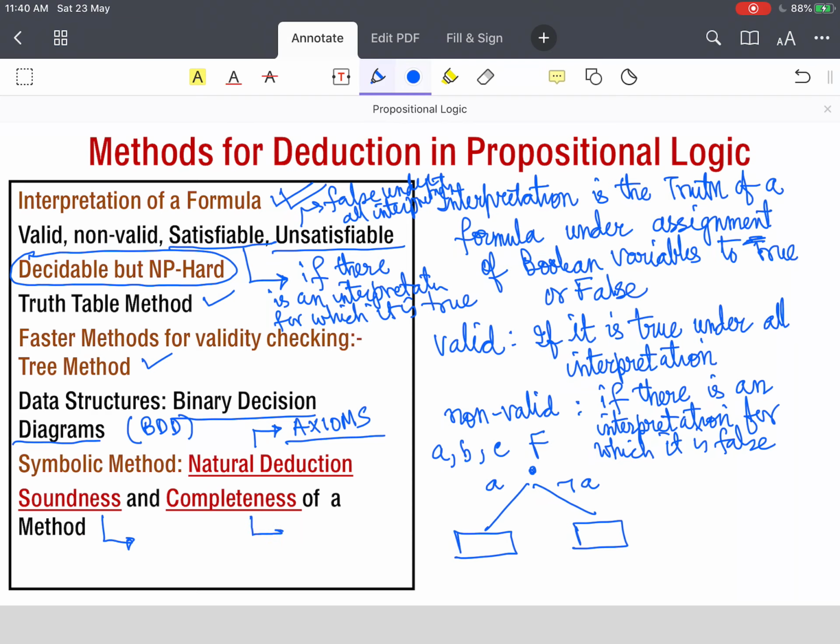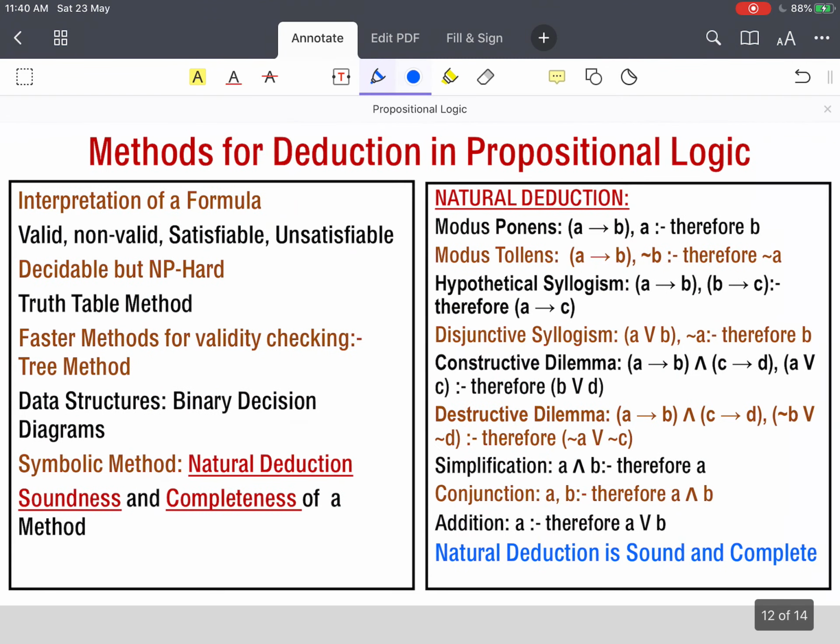A method is said to be sound if the result which it produces is correct. And a method is said to be complete if it will produce the correct result whenever possible. So this sort of natural deduction, as we shall see a little later, is both sound and complete. So natural deduction consists of the following set of rules.